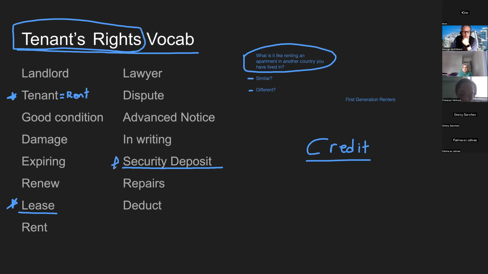So I'm going to actually go over some vocabulary now. This is good. We've got a nice mix of situations. Good. Security deposit. Based on what Gracie and I were saying, who could identify a security deposit?